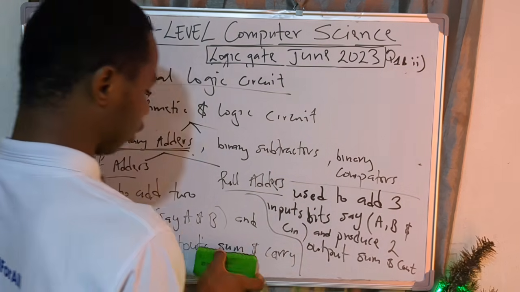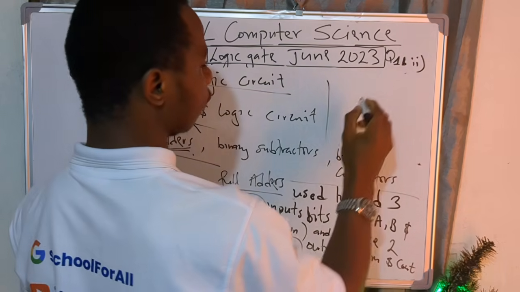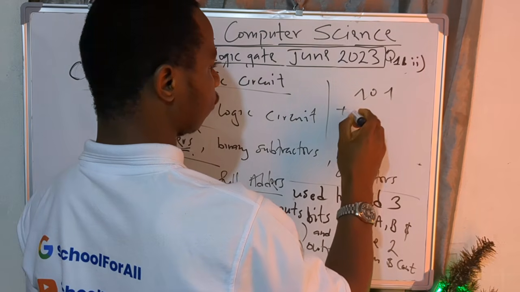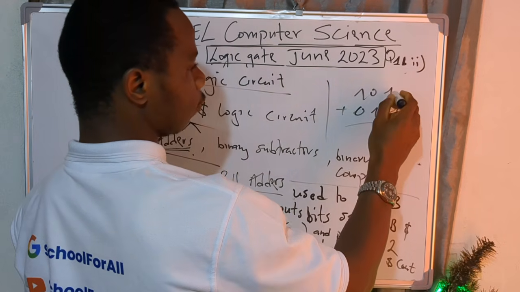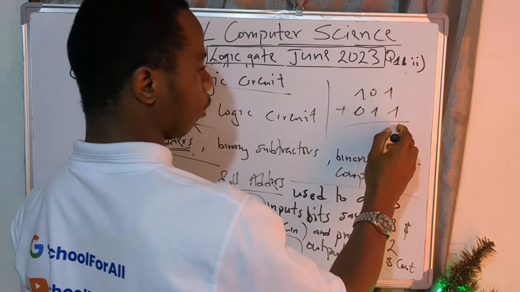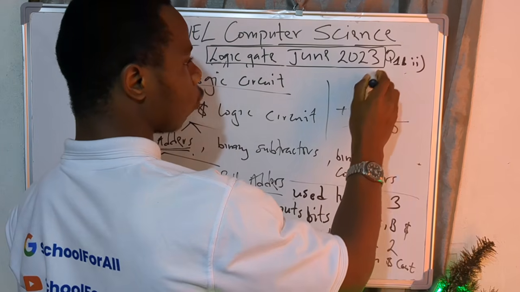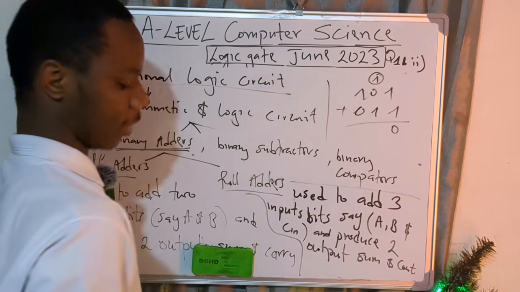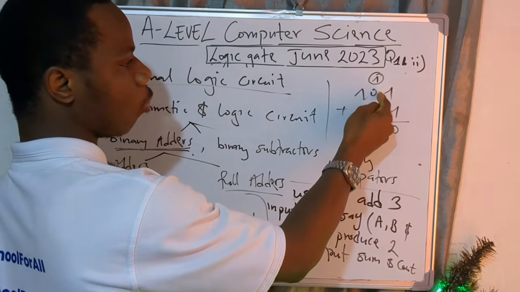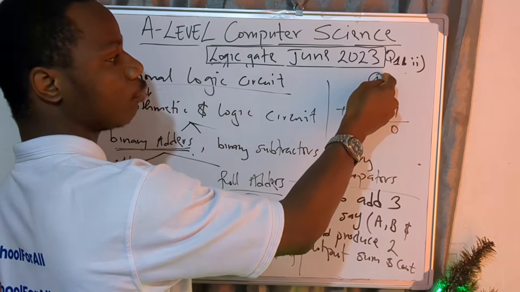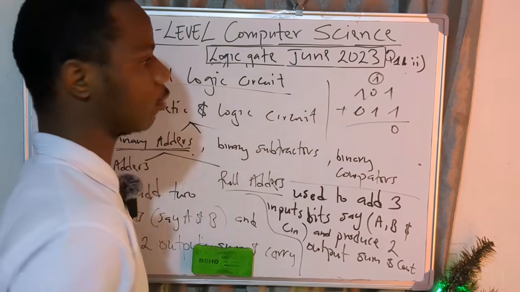Let me explain this one. As I was telling you, if I have something like 1 0 1 plus 0 1 1, and you do 1 plus 1 with a half adder, no problem, you have 0 and carry 1. What you are carrying here is what we call a carry in, simply because another operation will take this as input to perform its own operation.